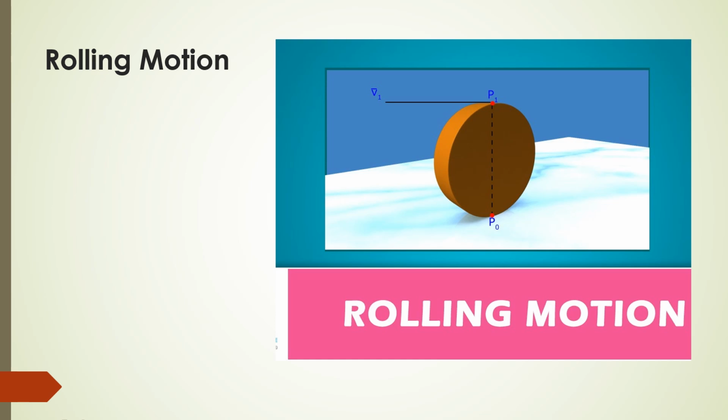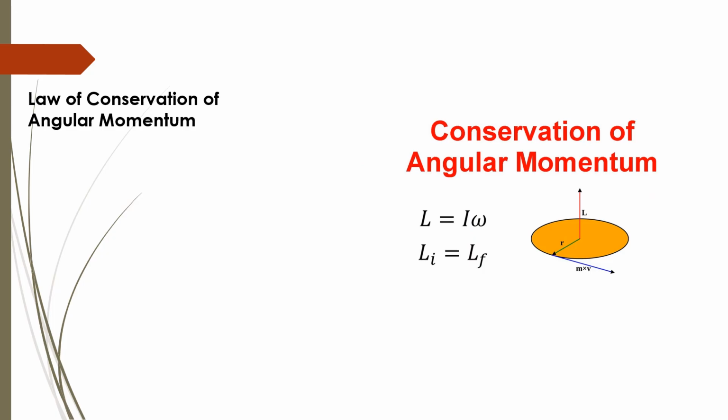Rolling motion. The combination of rotational motion and the translational motion of a rigid body is known as rolling motion. Law of conservation of angular momentum. According to the law of conservation of angular momentum, if there is no external couple acting, the total angular momentum of a rigid body or system of particles is conserved.